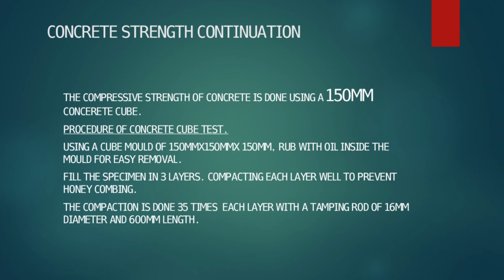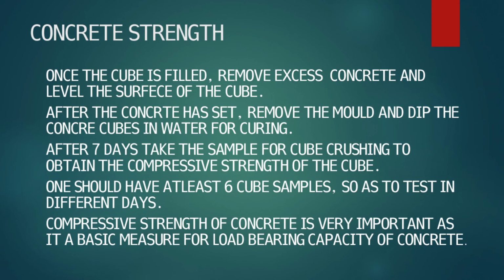Once you have your concrete sample, you take a portion, like a third of the mold, put it in the mold, then compact that layer 35 times with the tamping rod. Then you add your second layer, compact it 35 times, and then the third layer. Once you fill the cube, you remove excess concrete and level the surface of the cube. You make it smooth so that you can indicate on that cube which sample you're using.